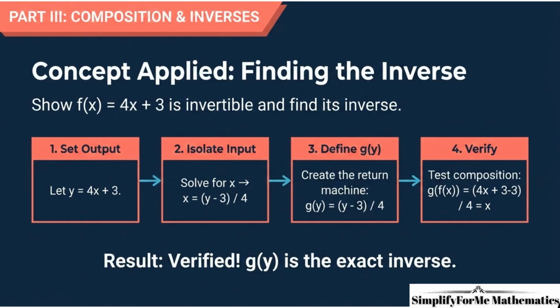Let's now apply the concept and find the inverse of a function. We are given f(x) = 4x + 3. First, replace f(x) with y. Then, swap x and y to begin finding the inverse. Next, solve for y by isolating it step by step. This gives us the inverse function, g(y) = (y - 3)/4.